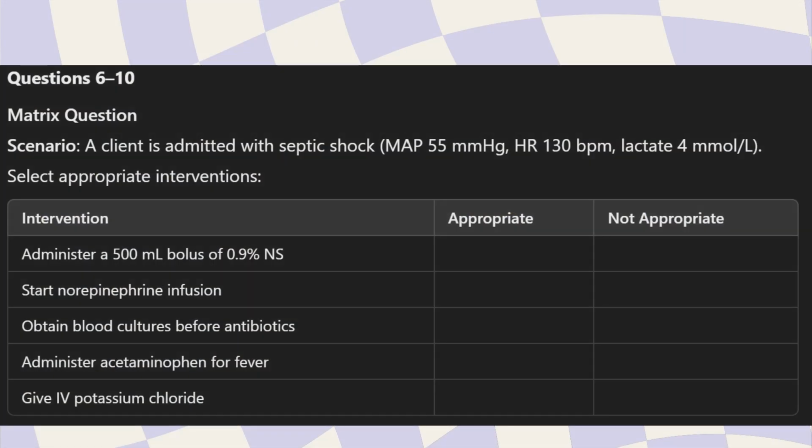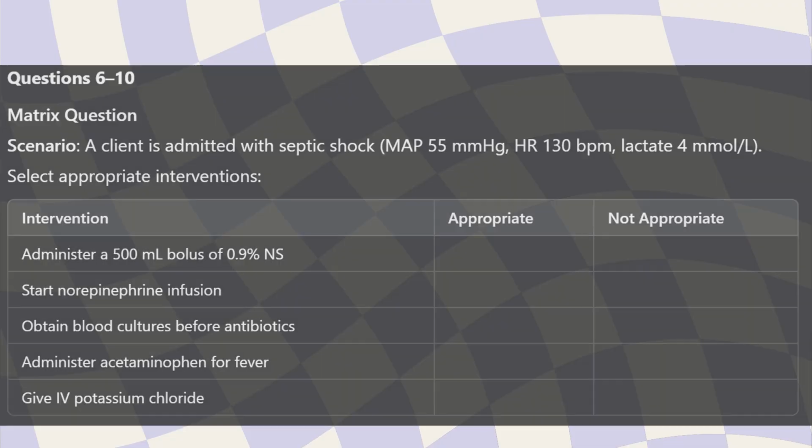Questions 6 to 10. Matrix question. Scenario. A client is admitted with septic shock, MAP 55 mmHg, HR 130 BPM, lactate 4 mmol per L. Select appropriate interventions. Intervention, appropriate or not appropriate. 1. Administer a 500 ml bolus of 0.9% NS. 2. Start norepinephrine infusion. 3. Obtain blood cultures before antibiotics. 4. Administer acetaminophen for fever. 5. Give IV potassium chloride.